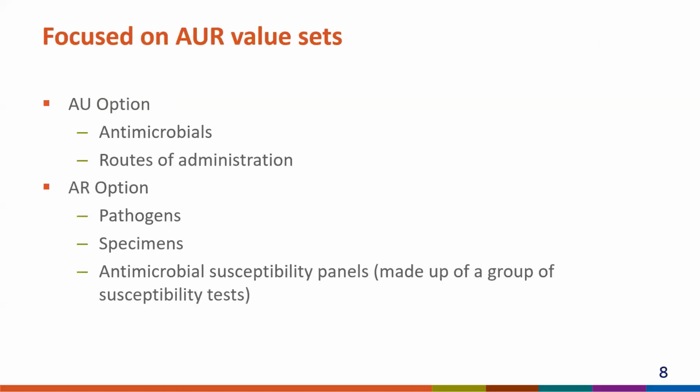So as I mentioned, we are going to focus solely on the AUR module value sets listed on this slide. For the AU option, that includes our antimicrobials and our routes of administration. And for the AR option, that includes pathogens, specimens, and antimicrobial susceptibility panels. And those panels are made up of a group of susceptibility tests. Next slide, please.